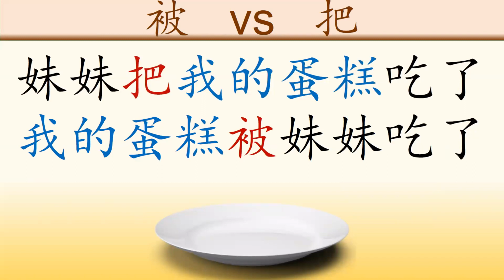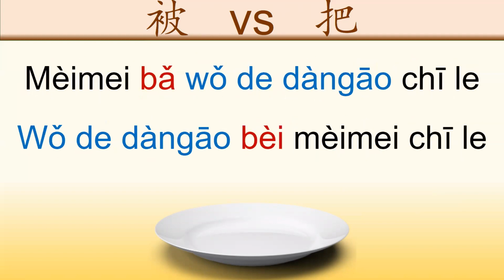Remember that we use 把 when we want to emphasize the object and the action on it. The first sentence, 妹妹把我的蛋糕吃了. The meaning is, my younger sister ate my cake. The most important thing here is my cake, so I use 把 to emphasize this part. In the second sentence, to express the same idea, we're using 被, the passive voice. In this case, the passive subject, 我的蛋糕, is the first part, then we have 被, and 妹妹吃了. Literally, my cake was eaten by my younger sister.